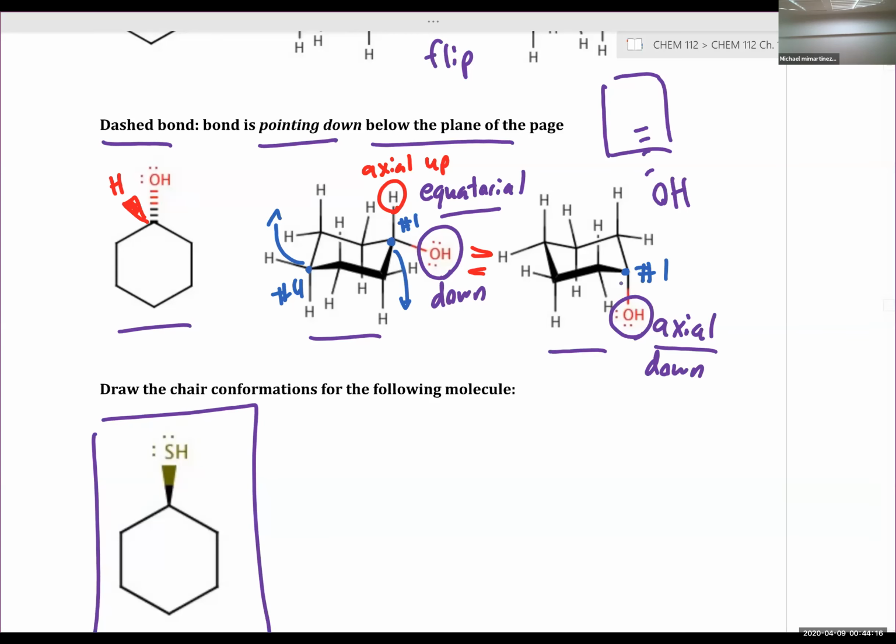So the reason why we do ring flips is that at room temperature, your molecule is constantly undergoing ring flips. And we want to be able to look at both the potential conformations, both chair conformations, in order to determine which one is predominant and understand how different conformations can react in slightly different ways. Does that make sense?